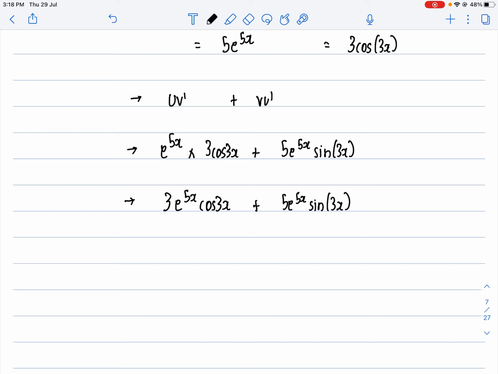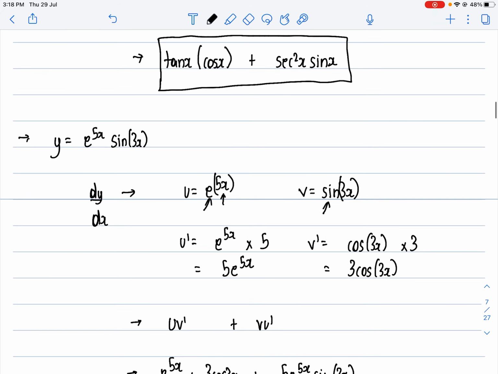Correct? Which is basically the final equation for my dy by dx. So the steps are pretty simple. First you get an equation and identify that there's a function multiplied by another function. Correct? See, the variables are the same.